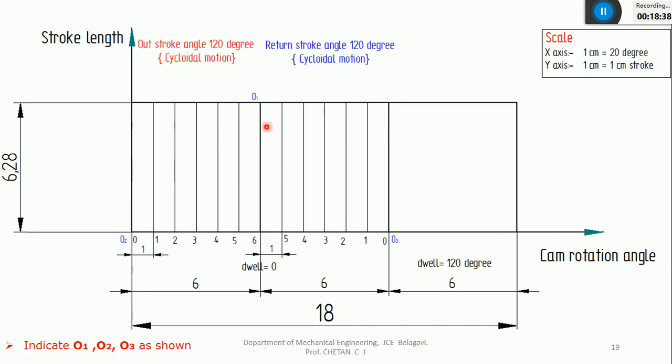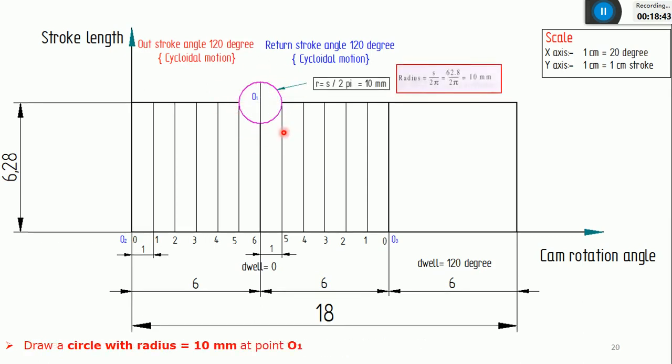At the reference point O1, I'll draw a circle, the pink color circle. As I explained in the introduction class about the cycloidal motion, you need to construct the circle in such a way that its circumference is equal to the stroke length of the follower. The circumference is 2 pi r, and this is the stroke length, so S is equal to 2 pi r. I need the radius, so the radius becomes S by 2 pi.